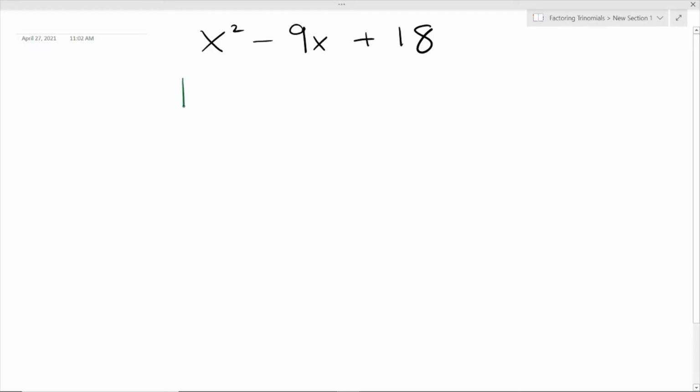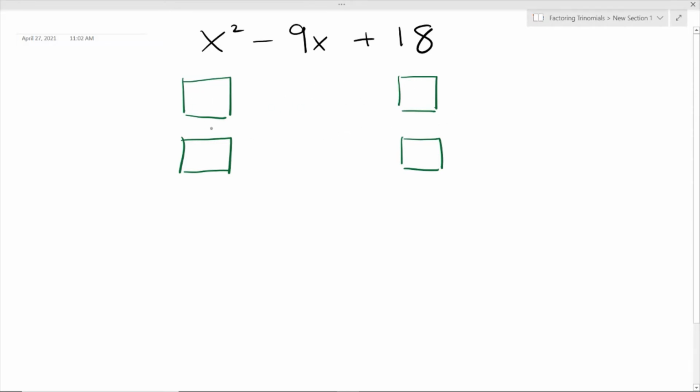to draw a box here and a box here, for this x squared. Then I like to draw a box here and a box here for this 18, for this constant. So in these boxes, I'm going to be writing in either some x or some constants.